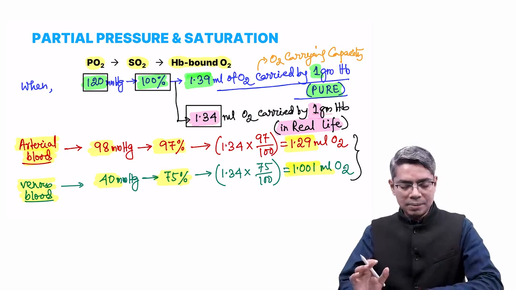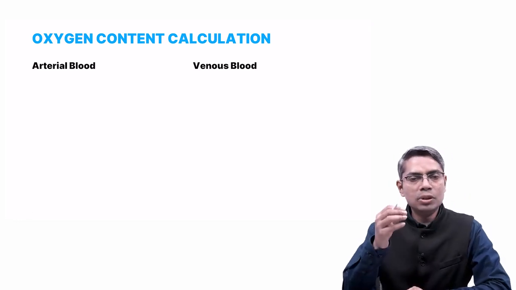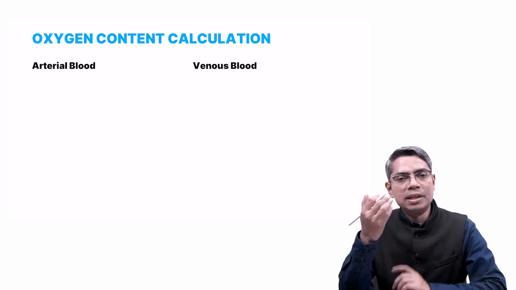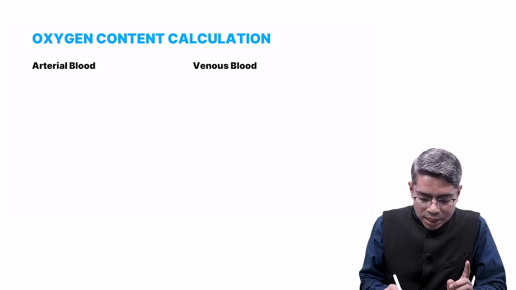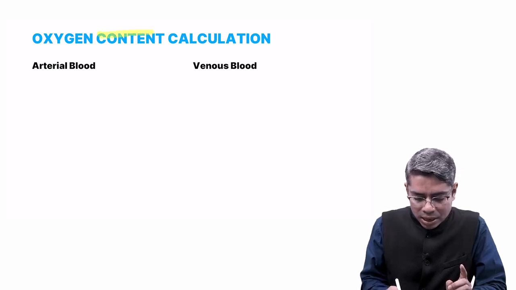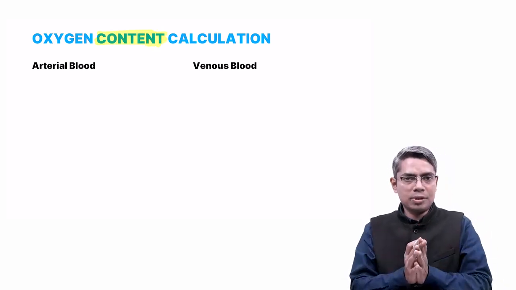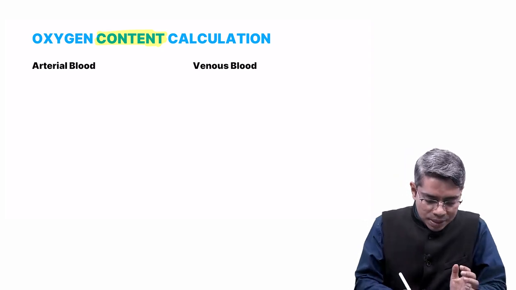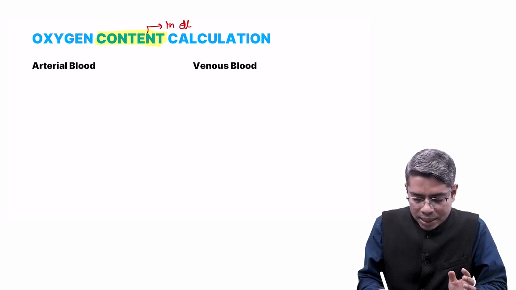Now, with this concept, I am 100% sure that you can easily calculate the total oxygen content of the arterial blood in 100 ml blood. So, what are we going to calculate? We are going to calculate the oxygen content of the arterial blood and venous blood. Content means total amount of oxygen, and we are going to express this oxygen content in 100 ml of blood, in 1 deciliter of blood.